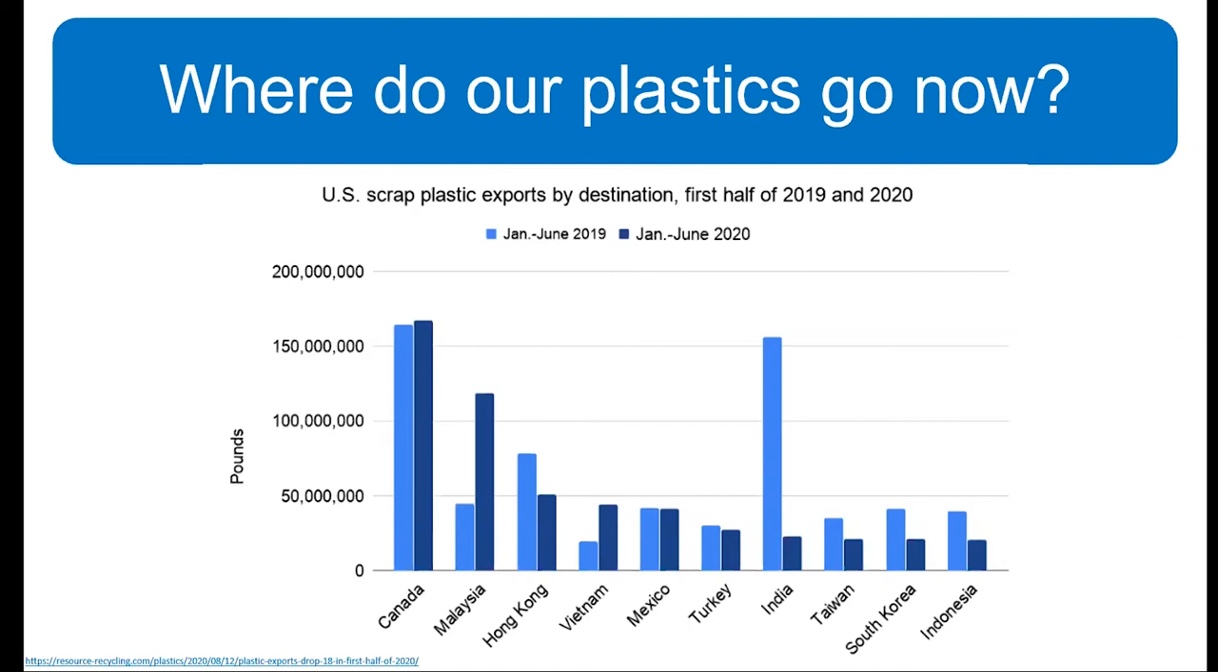Most of the major export markets for scrap plastic saw declines, with a few exceptions. Malaysia and Vietnam both saw pretty significant increases. And Malaysia, Vietnam, and you'll see a big difference for India too, have all increased the scrutiny on their plastic imports in recent years, for similar reasons to China, just to make sure that they can handle the material coming in in a way that's responsible for workers and for the environment. So we want to make sure that we're not exporting garbage to other countries, and that if our recyclables are headed overseas, they are being processed in the right way.